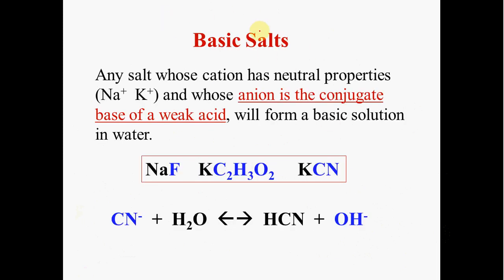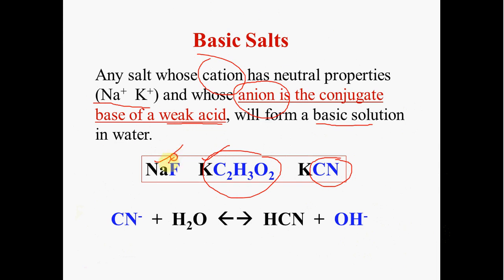A basic salt will be a cation that has neutral properties, coming from a strong base like sodium hydroxide or potassium hydroxide, and the anion is now the conjugate base of a weak acid, so it's going to continue to react with water. So the acetate ion from acetic acid, the cyanide ion from the weak hydrocyanic acid, the fluoride ion from the weak acid hydrofluoric acid.